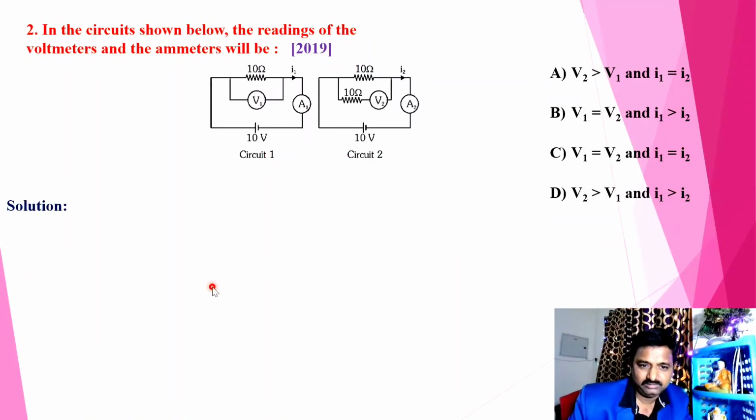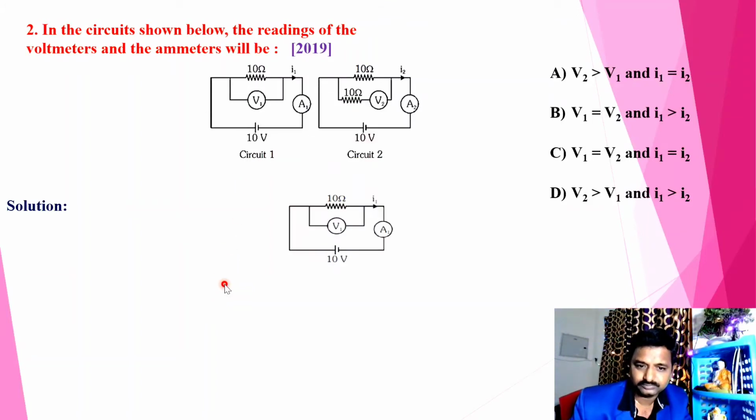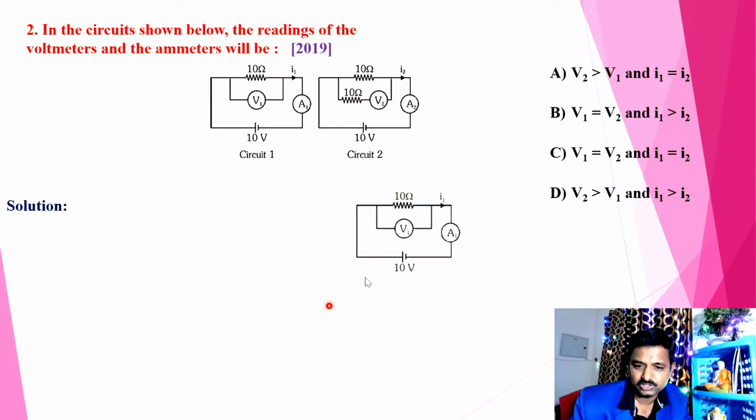First, we will observe the first case, that is the first circuit. In the first circuit, this 10 ohm resistance is connected to the 10 volt source, that means a 10 volt battery or cell. So we have to calculate the voltmeter reading and ammeter reading. First I will calculate current.